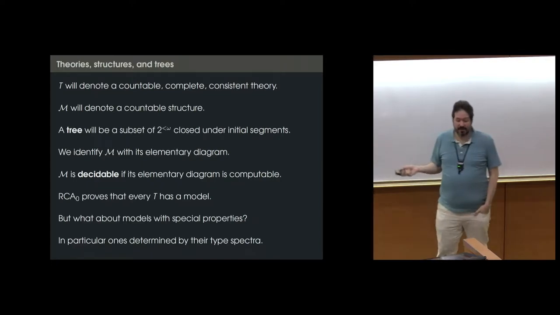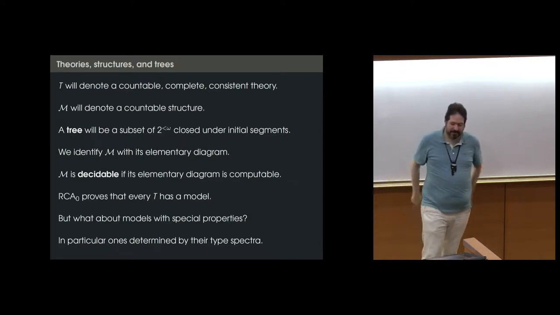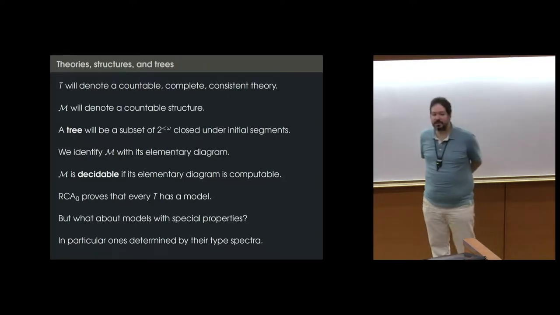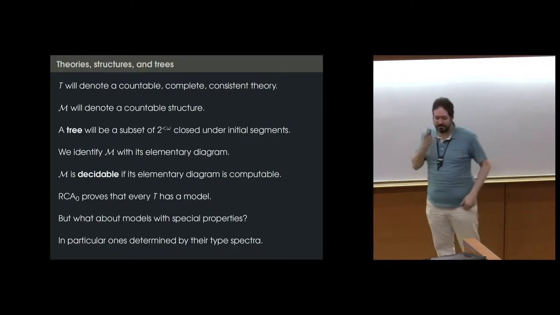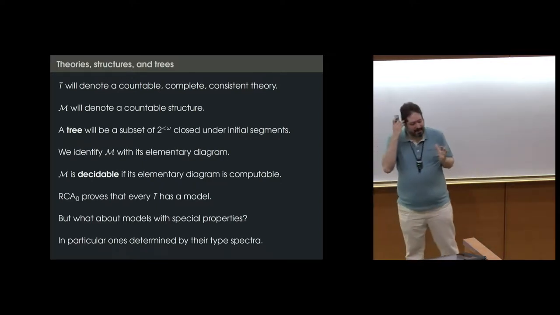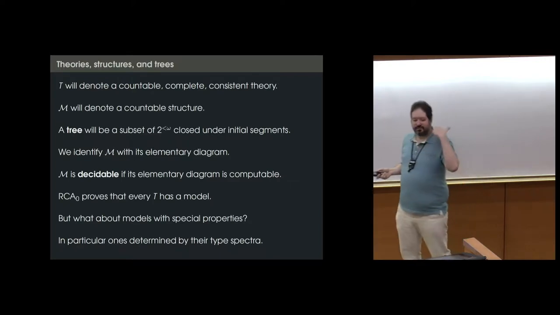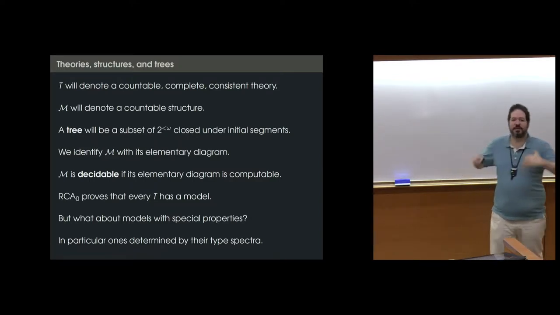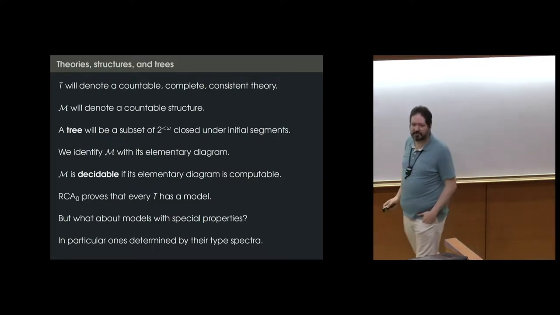Now, in RCA naught, you can prove that every complete theory has a model. You can effectivize the completeness theorem there. But what if you're interested in models with certain special properties? In particular, I want to think about properties that ensure that the model is completely determined by its type spectrum. If you say the model has this type spectrum plus this extra condition of what kind of model it is, then there's only one. One reason that I'm interested in this is that the procedure of constructing this model becomes quite combinatorial, right? There's a single structure that we're building. As we'll see, we end up in the realm of these combinatorial principles that I'm interested in, living in the world below Ramsey's theorem for pairs and so forth.